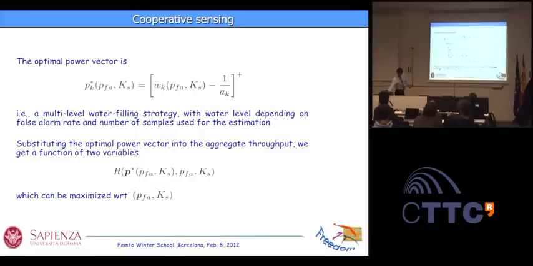Because when we do this, of course, we end up with a utility function where we substitute the optimal power vector as a function of the false alarm rate and number of samples. But now we only have a function of 2 variables. So still, the problem was not convex, but at least it's simpler than before, because instead of having n plus 2 unknowns, where n is the number of subcarriers, I only have 2 unknowns.